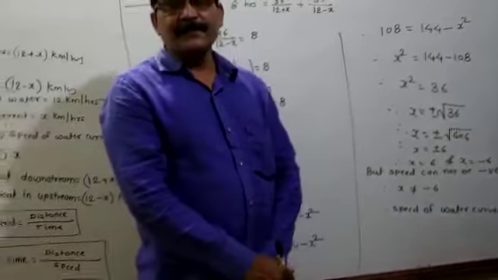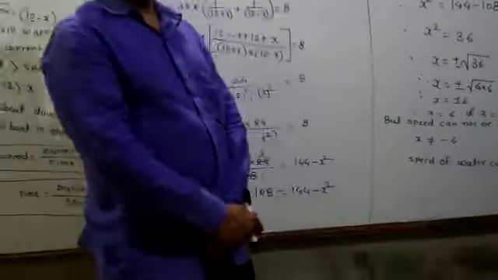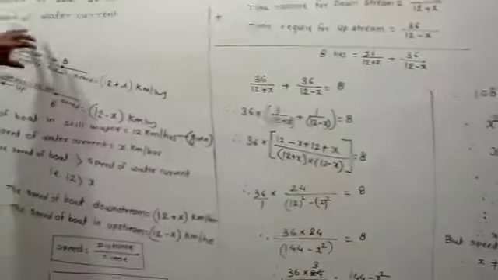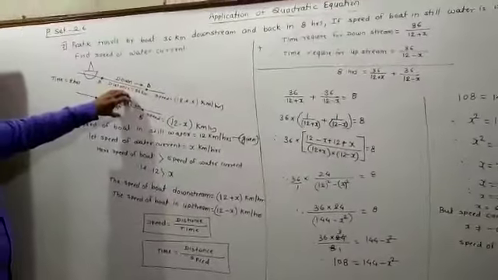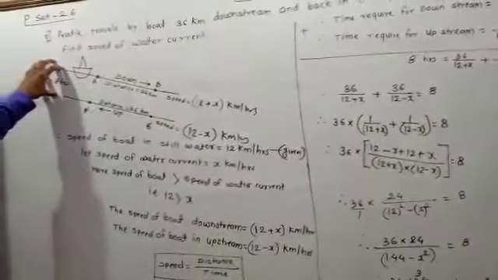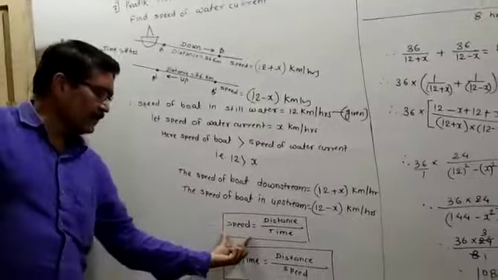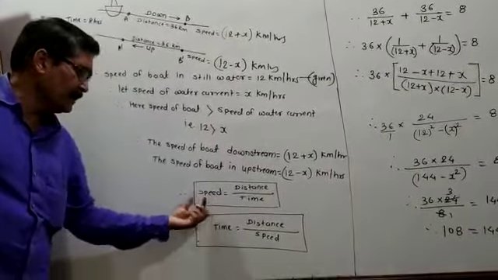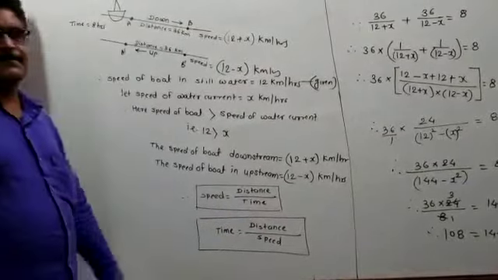How you have to find this answer, do you understand? So here you have to try to understand what is given. The time required for the upstream and the time required for the downstream, that total is given, and that is 8 hours. So you have to change the formula: speed is equal to distance upon time, and transposing time to this side, time is equal to distance upon speed.